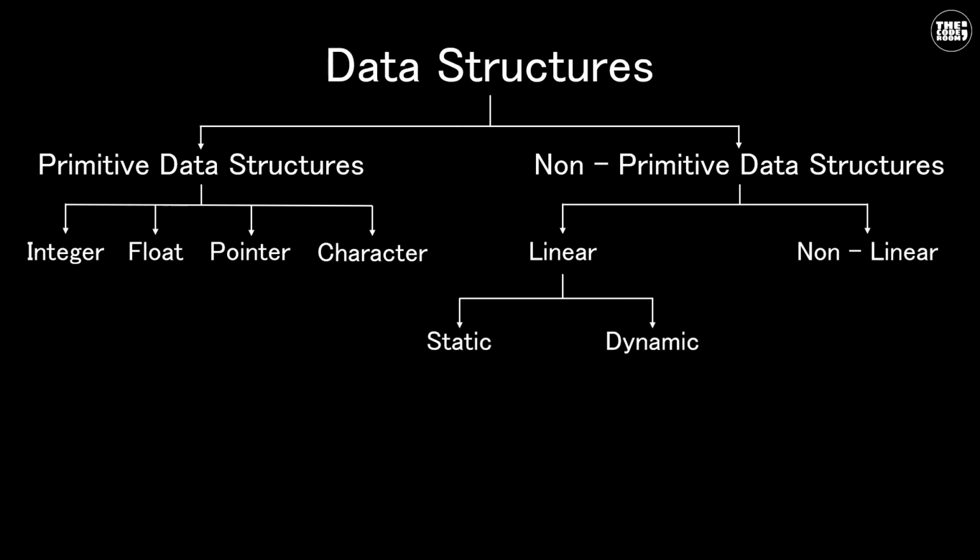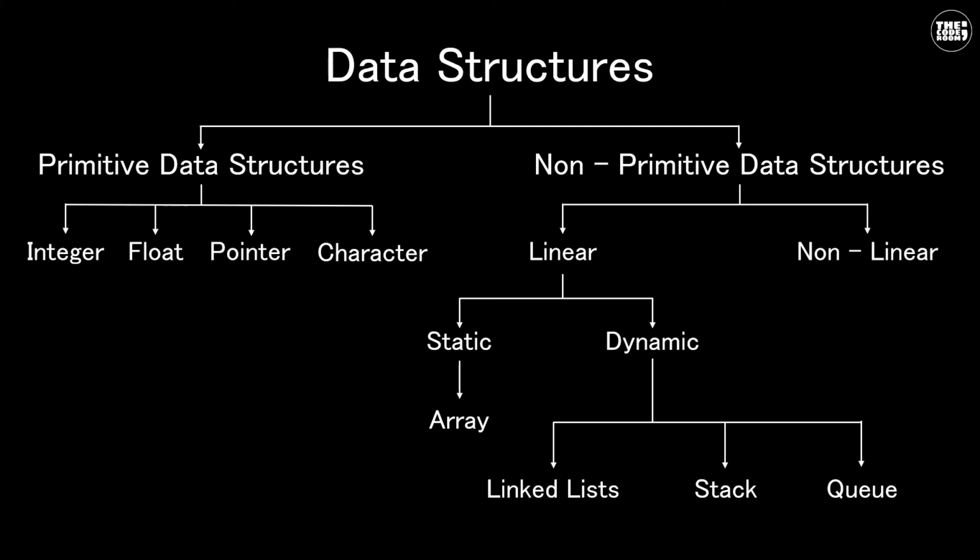Linear data structures can again be classified into static and dynamic data structures. Static data structures have specific memory allocated to them when they are declared. This memory cannot be altered once the data structure is declared. Whereas dynamic data structures are flexible. These data structures can grow or shrink according to the needs of the user. Non-linear data structures are of two types: trees and graphs. We will learn about these data structures in detail in our coming videos.